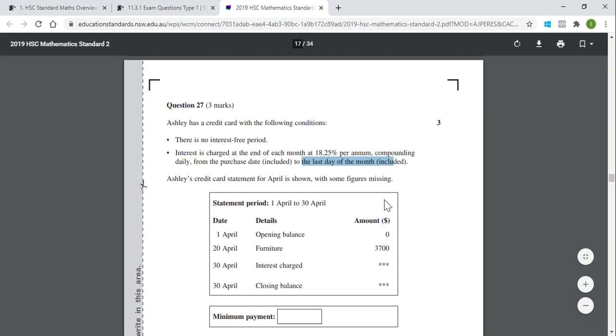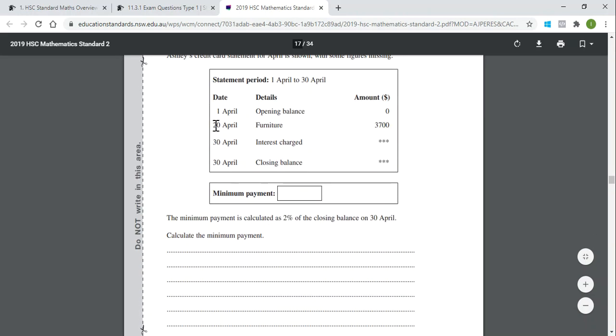So what you have here is the summary of what happened. So pretty much what we are interested in is this number. This is what you need to work out yourself. And what the question is asking you is to calculate the minimum payment. And what they've given you is that minimum payment is 2% of closing balance. So whatever this closing balance is, multiply it by 2% and you'll get the minimum payment. But for that, you need to work out what this closing balance is. And to work that out, first thing you need to do is work out what the interest charged is.